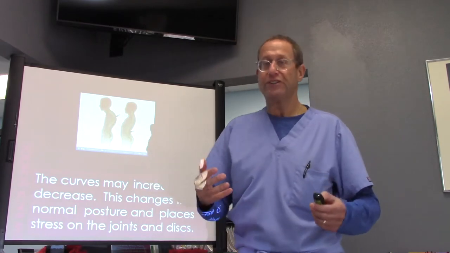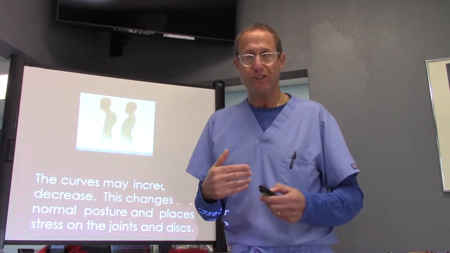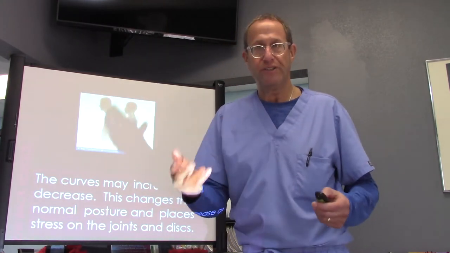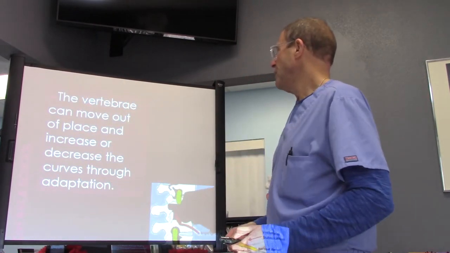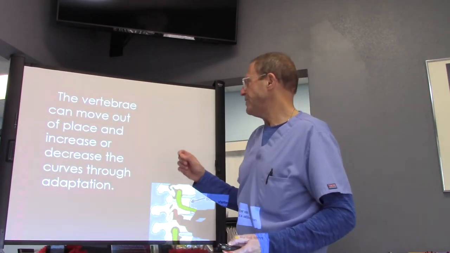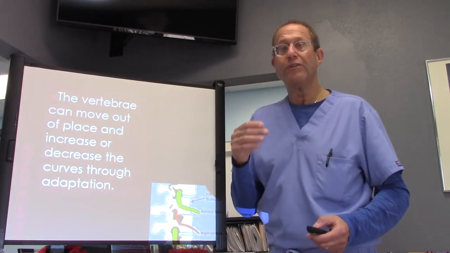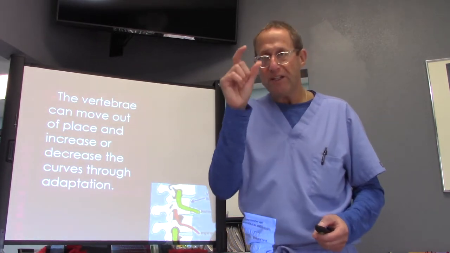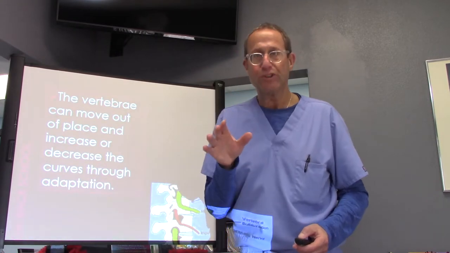What came first? Is it the postural problem that came first, in other words, bad habits that caused the spinal problem, or did the spinal problem get worse and cause the postural problems? That's very difficult to say. The vertebrae can move out of place and increase or decrease the curves through adaptation. Typically, the vertebrae will move out of place, and as several vertebrae move out of place in the same direction, it will change that curve.